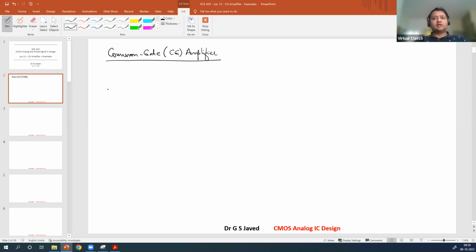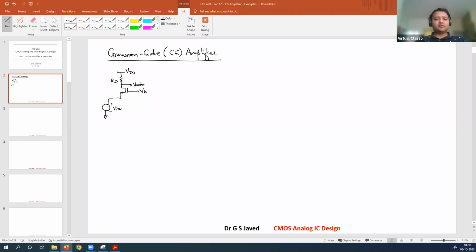Now let us apply two configurations. First, we will apply the regular one, with a resistor at the drain. You have the V bias coming at the gate of the NMOS device, and input Vin applied at the source terminal. Vout is taken at the drain terminal, with resistor RD being the drain resistance, and supply VDD.